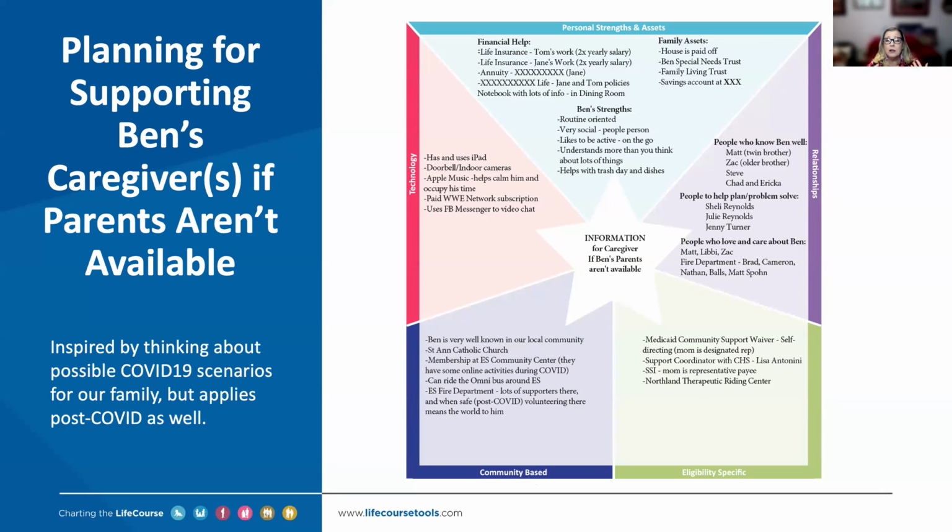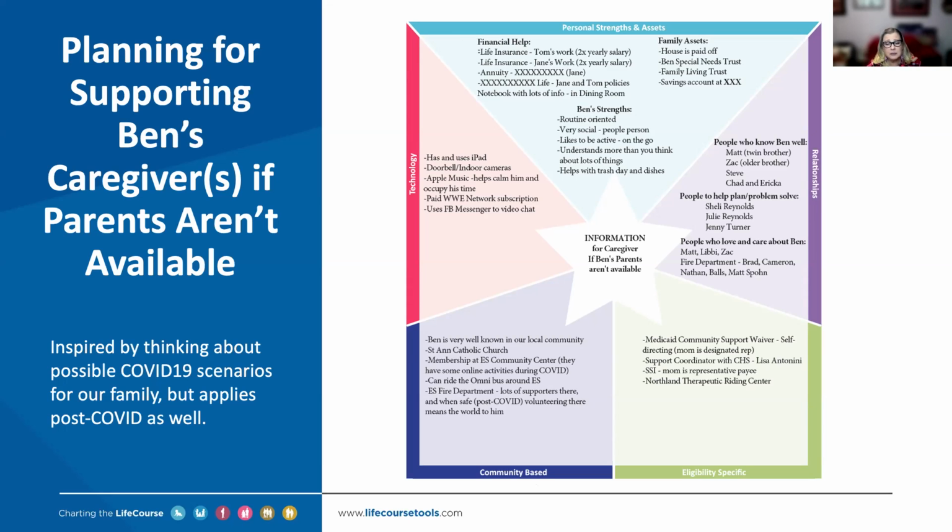And so if we're not around to care for Ben, thinking about all of his assets and strengths, but also some of the family assets. What are some of the financial things we put into place? Other things like our house being paid off or Ben having a special needs trust. So listing those types of things, listing out people that know Ben or that can help with planning and problem solving, people that just know, love and care about him.